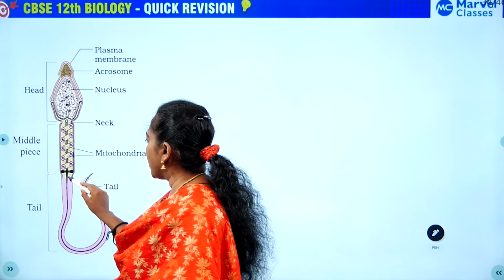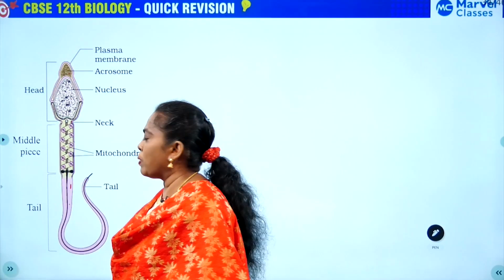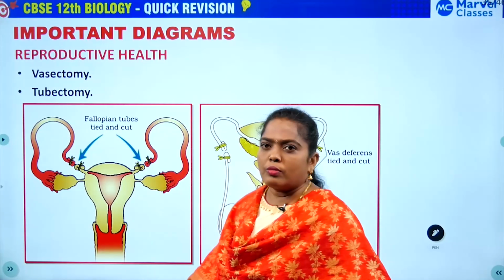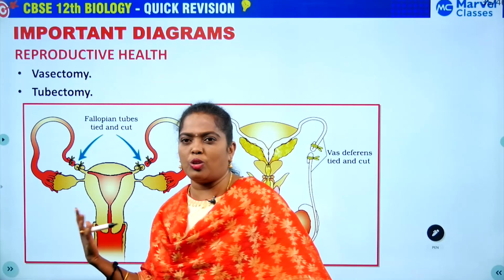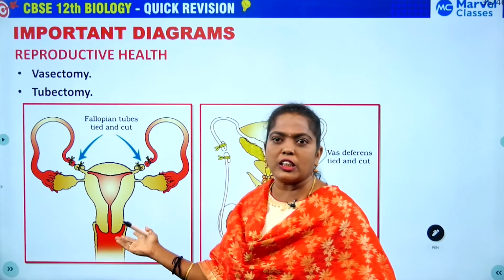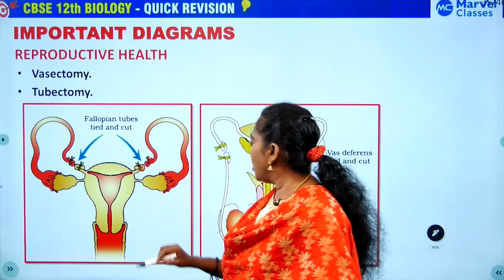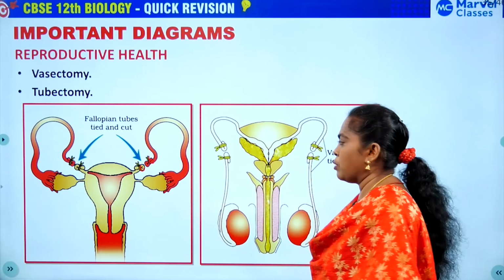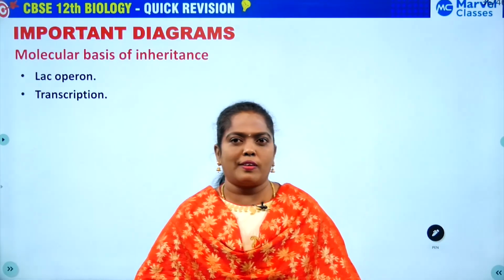Then the tail, which contains the center filament with cytoplasm in it. Then reproductive health, actually they won't ask you to draw the diagram, maybe they will ask you what procedure this is. Okay, so you can say this is tubectomy and this is vasectomy. Okay, birth control methods in vasectomy, like that.